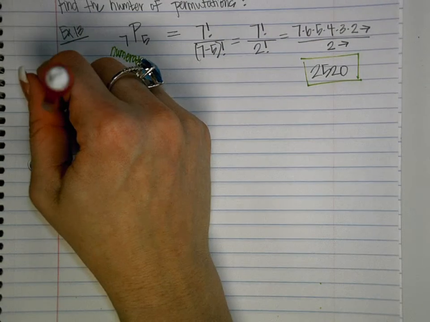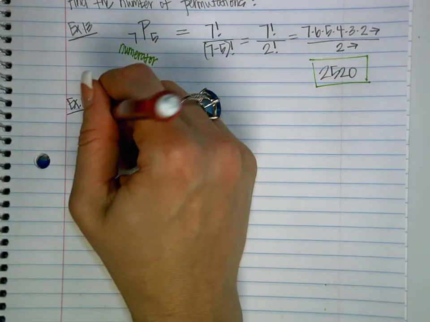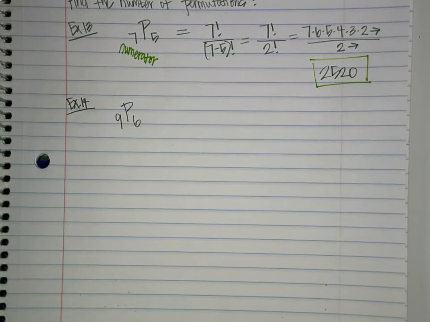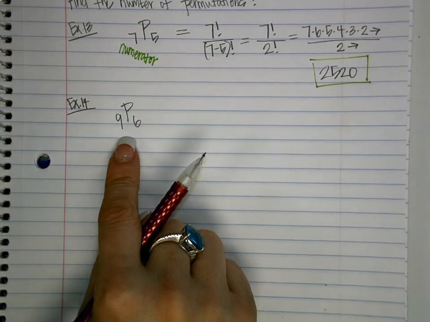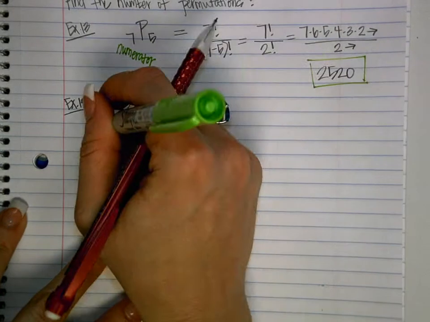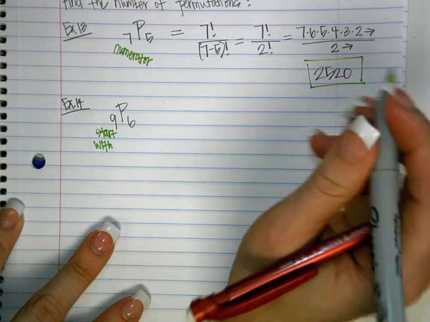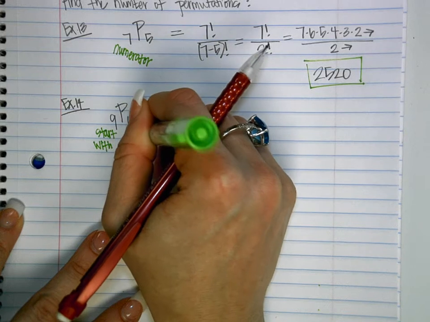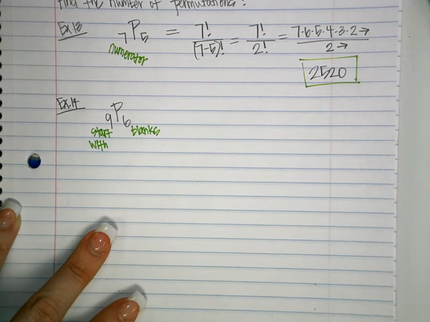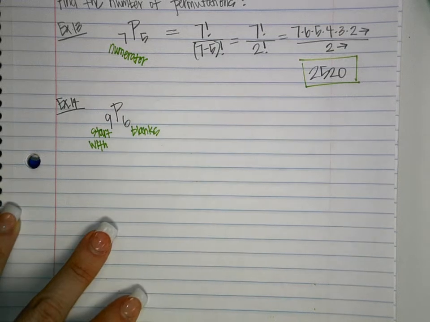Again, I want you to find the number of permutations for number 14. If I give you 9P6. Now, another way of looking at these numbers is that your first number is the number you start with, or the amount that you start with. The second number is how many blanks you have. So this would be something like if I said I have 9 different letters in a box. I'm going to figure out how many different combinations of 6 of them I could make. So you could write this out with 6 blanks.